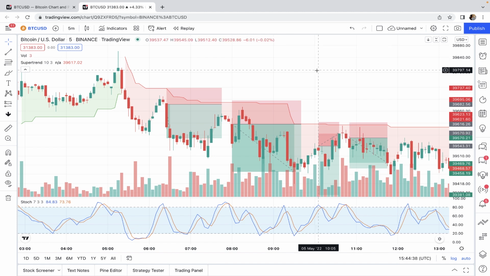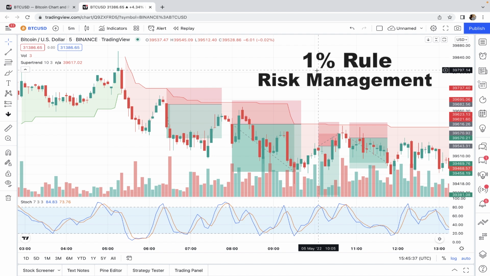Losing trades are part of the game, and winning every single trade is impossible in reality. So besides setting a stop loss to prevent unexpected losses, we also need to define exactly how much we're going to lose on each trade if the market goes against us. There is a risk management strategy for active trading called the 1% rule, and with this strategy you only lose 1% of your trading account on each trade if the market goes against you.